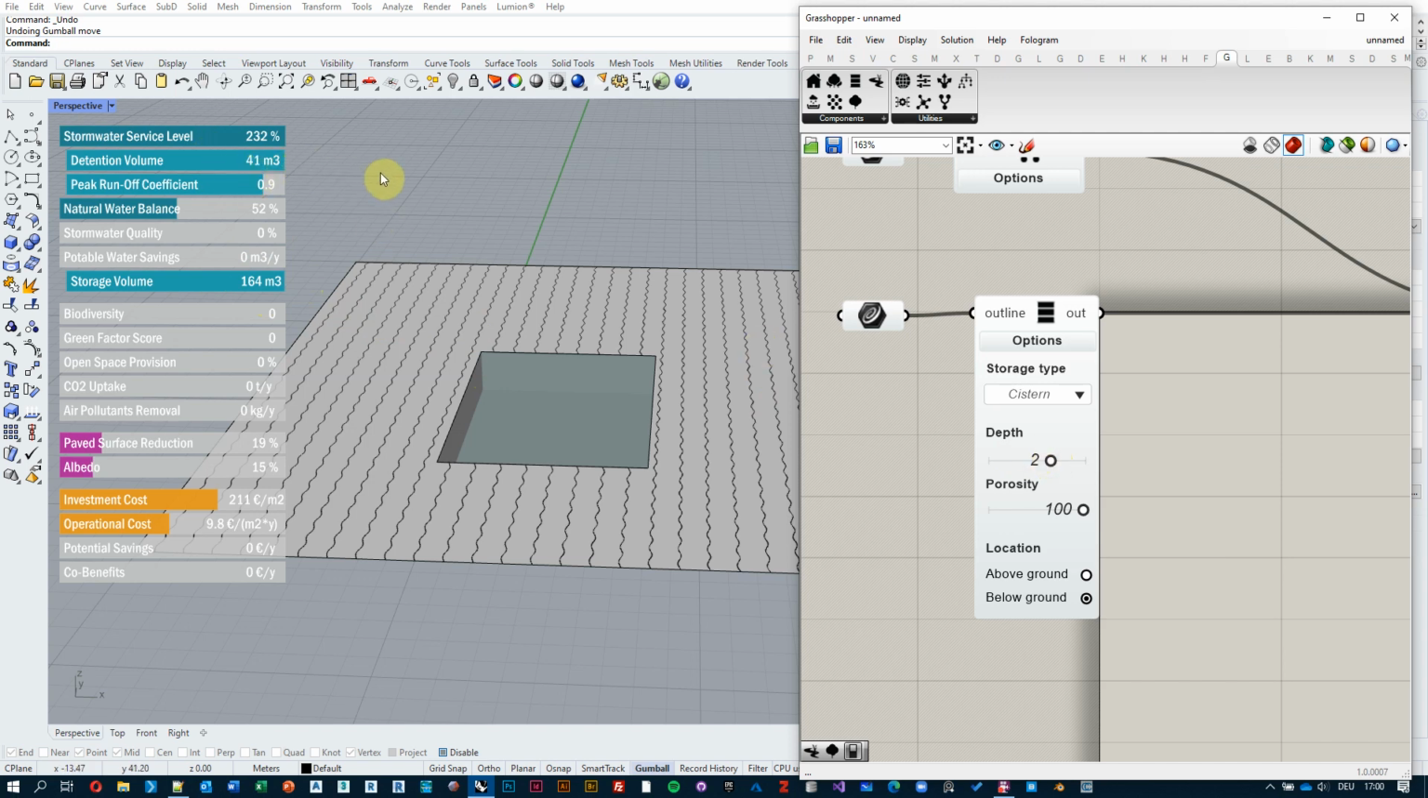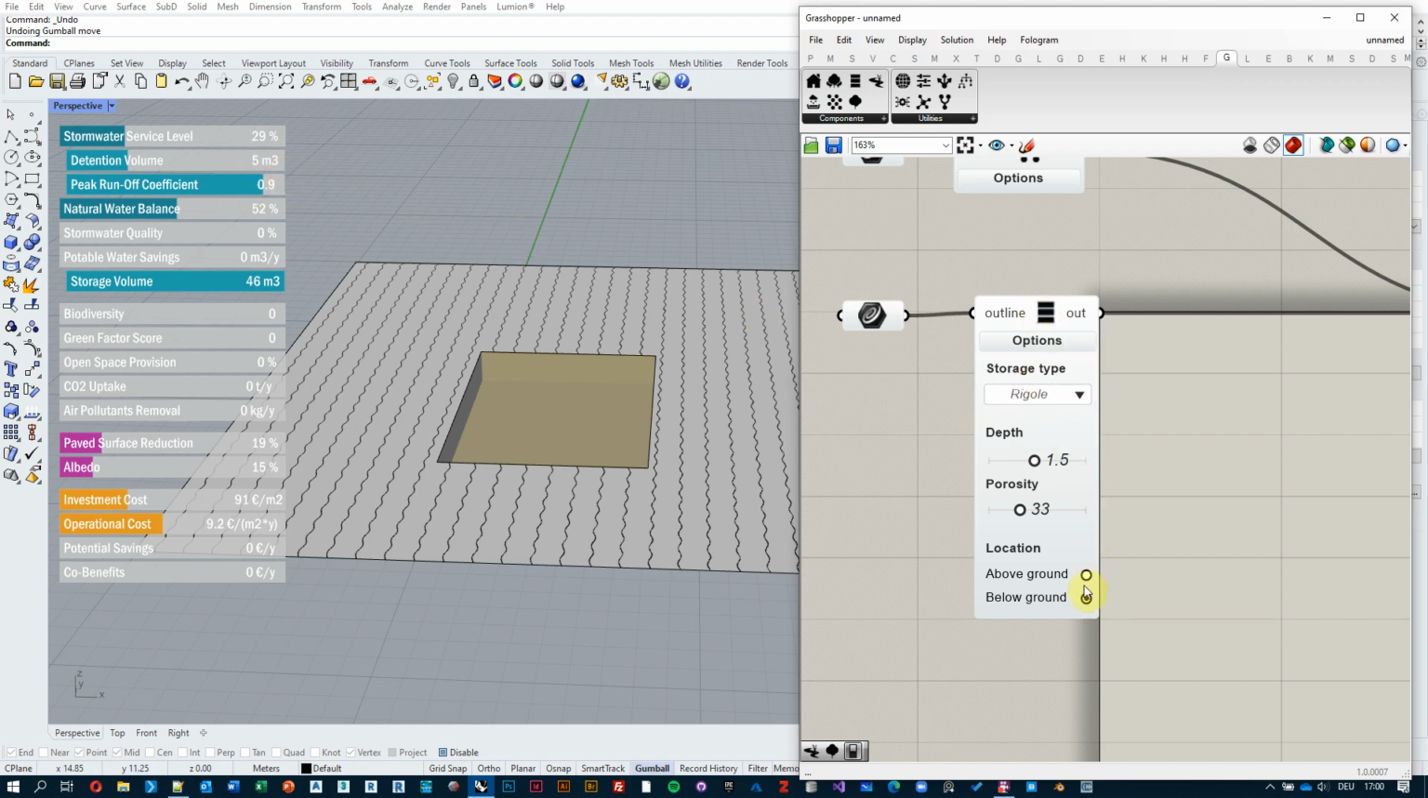And as we mentioned in other videos already, there is some contribution of a cistern element to having temporary detention volume. So the bigger the cistern, the more detention volume it can provide. And again, with a different type of storage element, it will be less as well.